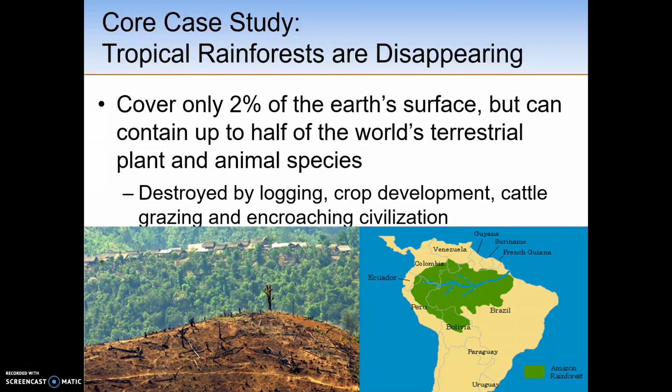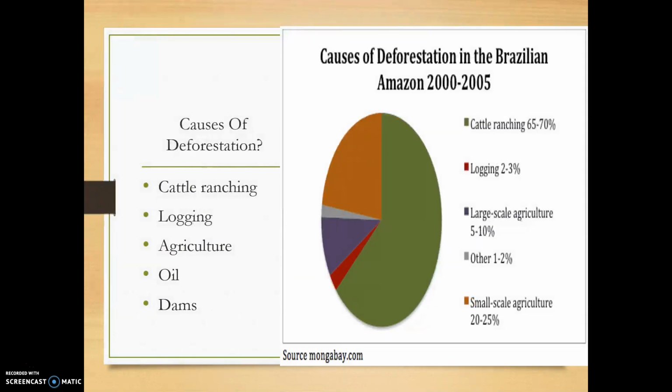There is a clear link between the health of the planet and the rainforest. The rainforest contains about 90 to 140 billion metric tons of carbon and helps stabilize local and global climate. So what is the cause of deforestation? They're listed on the screen in front of you: cattle ranching, logging, agriculture, oil, and dams, to name a few.